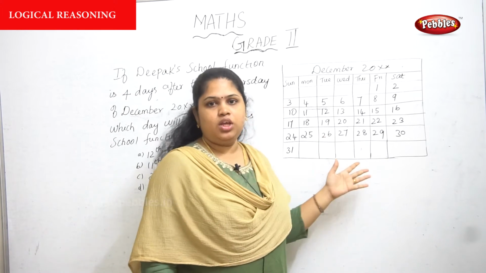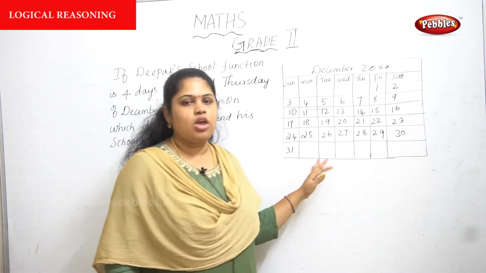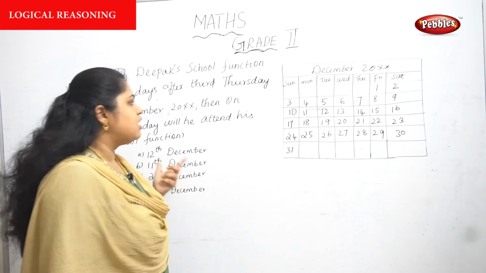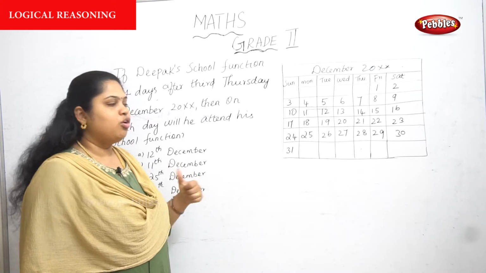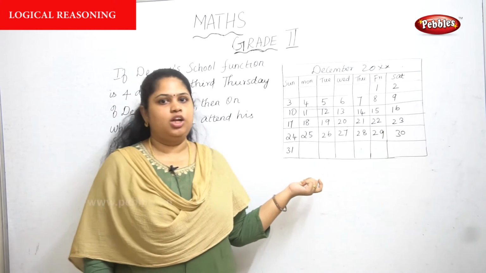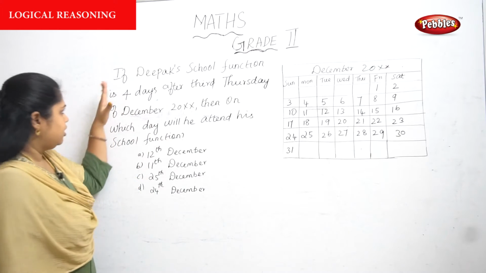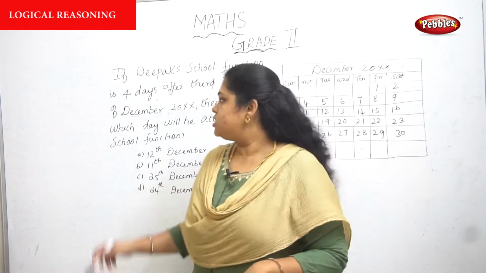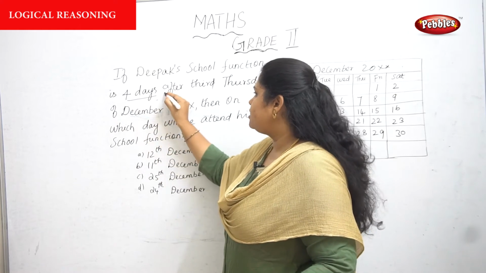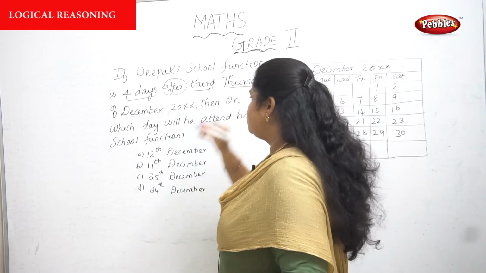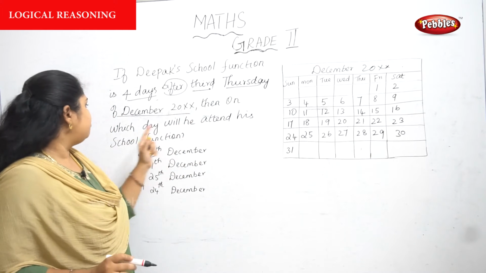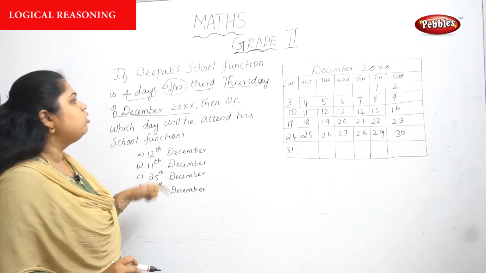Usually you know the monthly calendar will be like this. The question is relevant to the calendar, so I have drawn a December calendar. First read out the question. Before going into the question, December, how many days are there? 31 days, isn't it? So if Deepak's school function is 4 days after the 3rd Thursday of December, then on which day will he attend his school function?